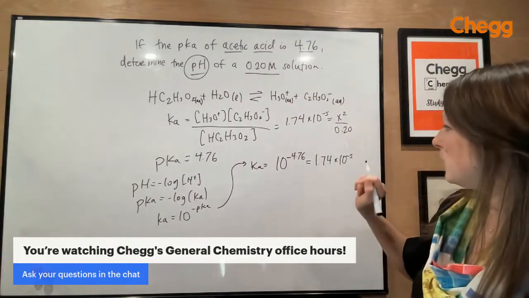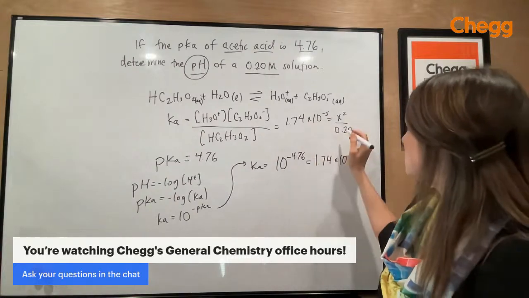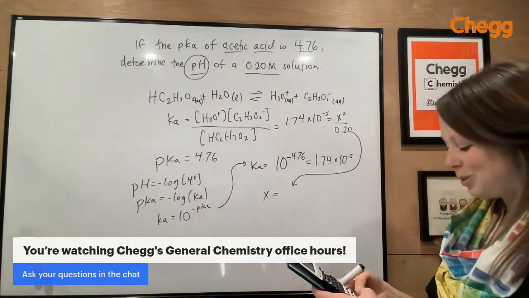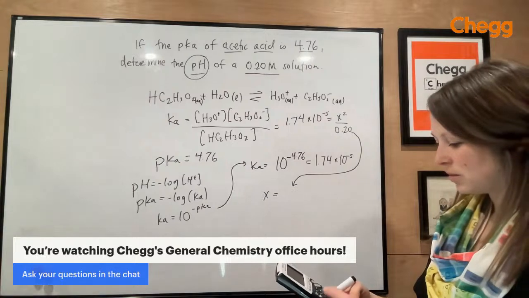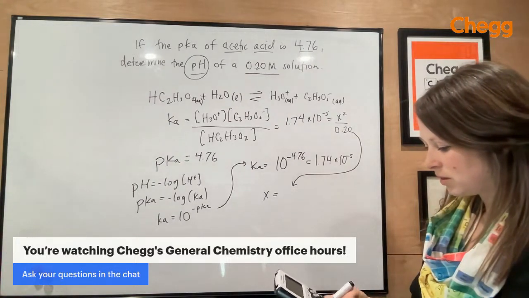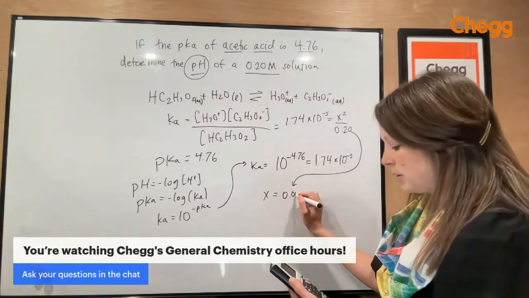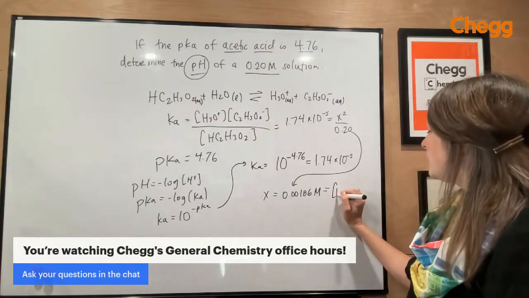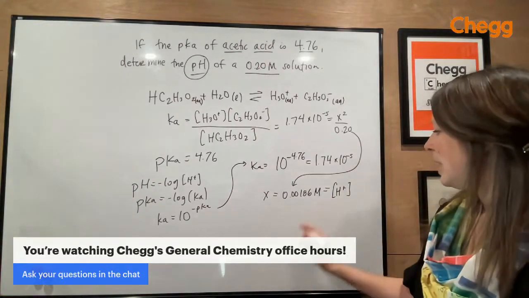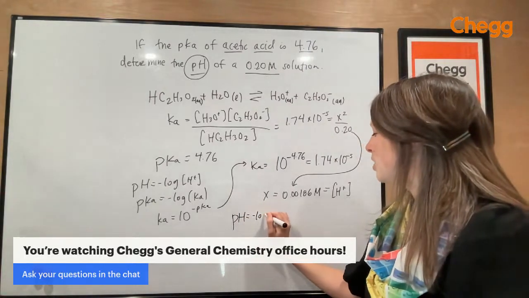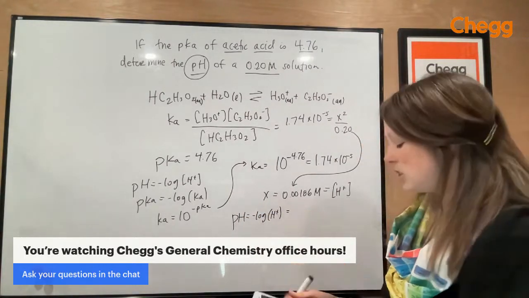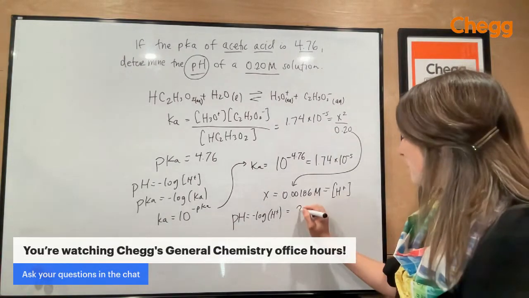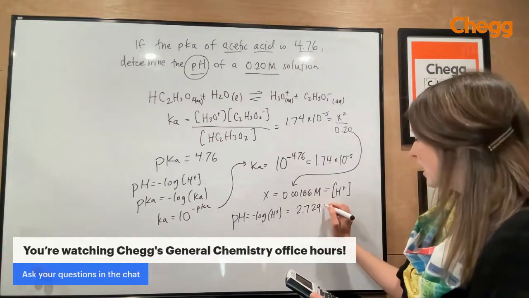So now all I have to do is solve for x. That's going to give me my H plus value. So x would be equal to 0.00186 molar. Again, x is going to be equal to that H3O plus, which we can also write as H plus. And now I know my pH is the negative log of H plus. So I just plug that in. So my pH in this case would be 2.7295.